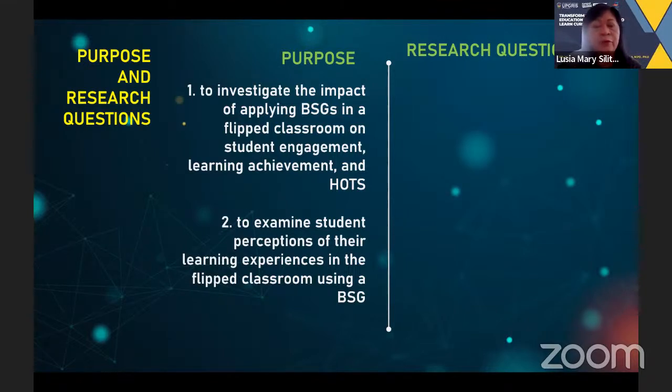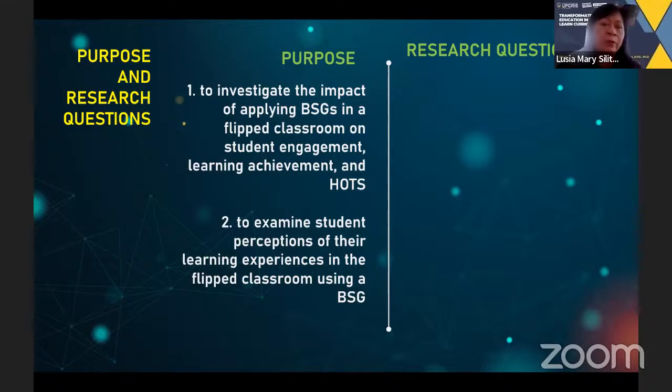The second purpose of my study is to examine student perception of their learning experience in the flipped classroom using the business simulation game. From the purposes, we can see that purpose number one will be analyzed using quantitative analysis, and purpose number two is going to be analyzed qualitatively.